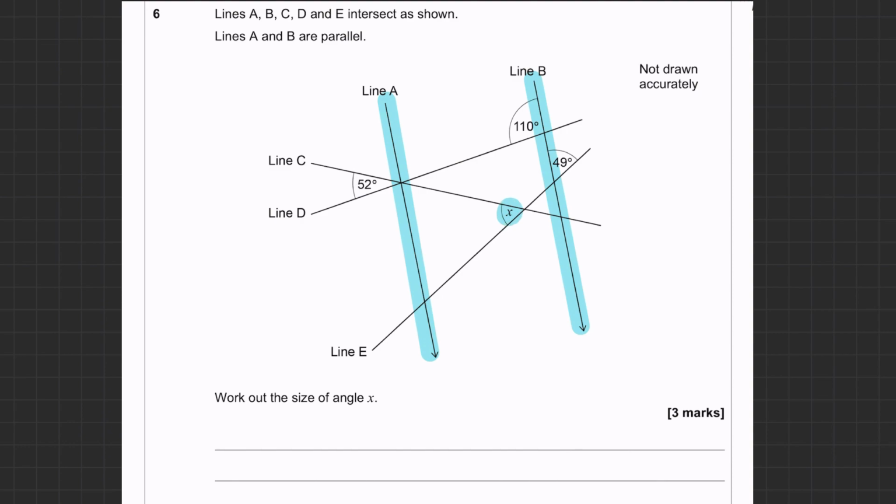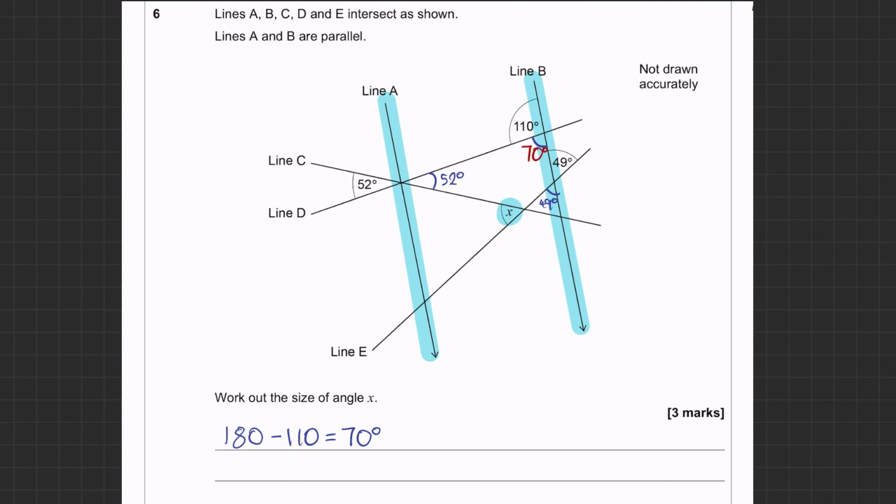Well, let's figure out what we do know. Looking at this 52 degrees here, we've got this X here, so we can actually safely say this must also be 52 degrees. Same thing here, at this 49 degrees, there's an X angle here, so this is also 49 degrees. We've got this here, 110 degrees on a straight line. A straight line is 180 degrees, so this must be 180 take away 110, which is 70 degrees.